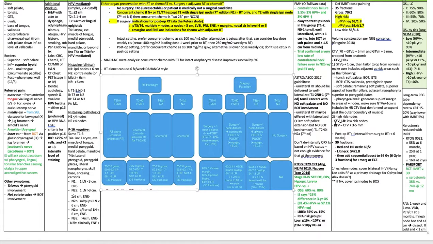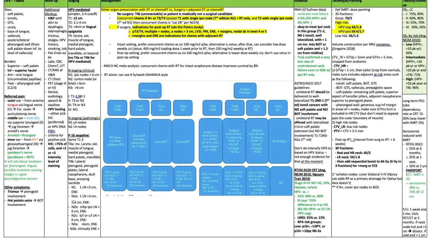For post-op radiation, the interval from surgery to radiation should be less than 6 weeks. In 30 fractions, the bed and high-risk neck get 60 gray. Low-risk neck gets 54. Then you add a sequential boost to 66 gray for positive margins or ECE. First echelon nodes cover bilateral levels 2 through 4. Nancy Lee adds retropharyngeal as a primary drainage for oropharynx, but Ang doesn't. If it's node positive, cover the ipsilateral nodes to the base of skull.